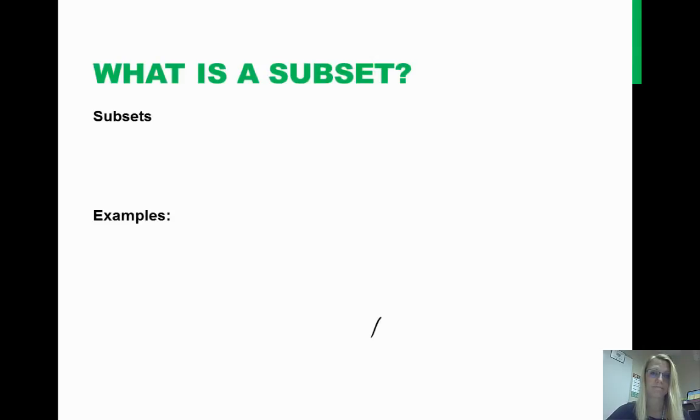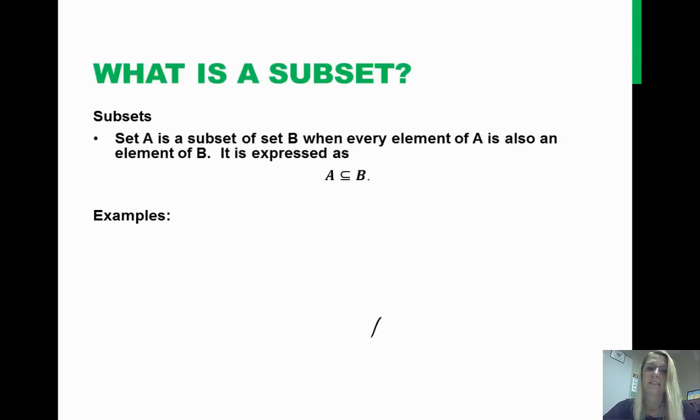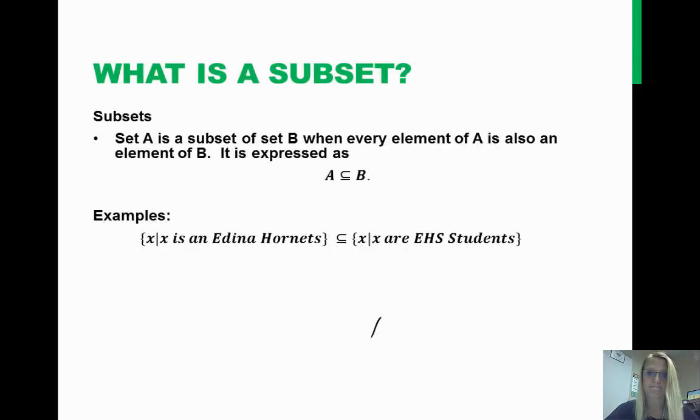What is a subset? A set A is a subset of set B when every element of A is also an element of B. It is expressed using this notation. Examples of this are: {x such that x is an Edina Hornet} is a subset of {x such that x is an EHS student}. Every Edina Hornet is also an Edina High School student.